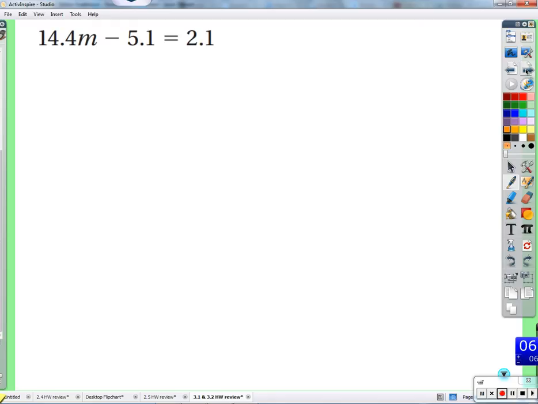Now, the numbers look kind of crazy, but the idea is still the same. You got this. Keep in mind, look, 14.4 times m, that thing is usually going to be the last of what you do. You're going to get that m term alone, and then you'll divide by 14.4, right? Really common thing to do. We gotta get there first. So how do we get 14.4m by itself? Plus 5.1 on both sides.